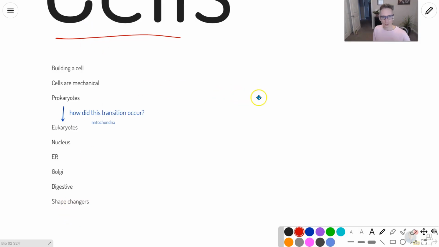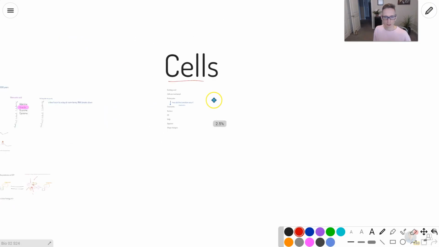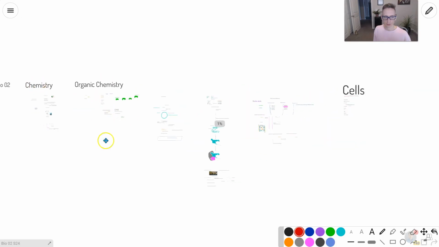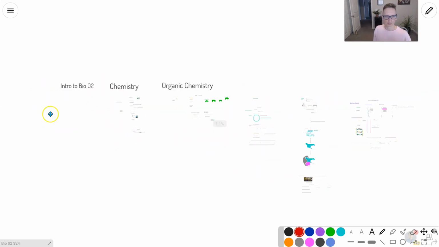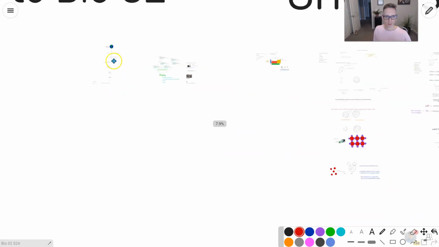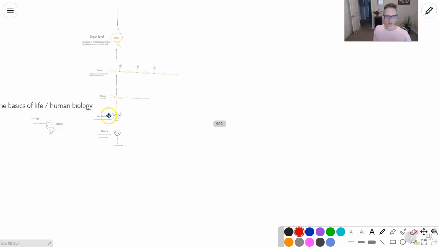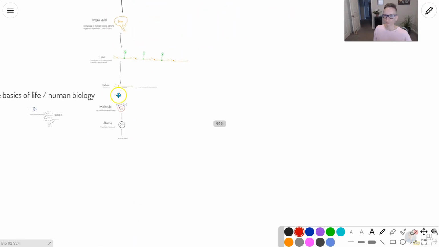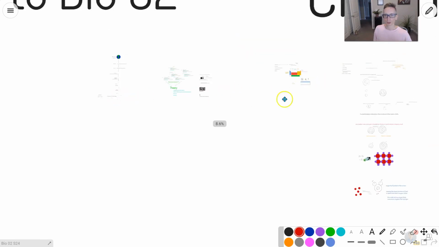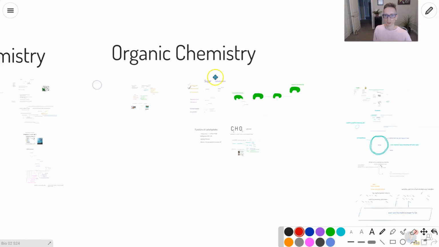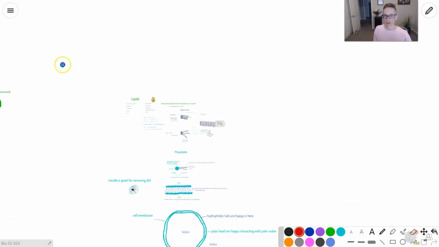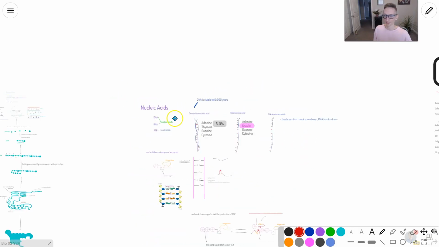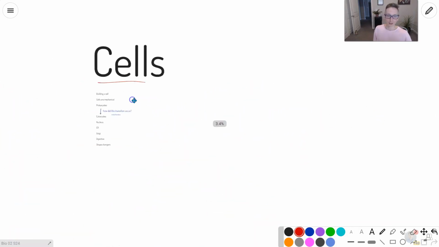All right, so building a cell. If we look at the course here, what's some stuff that we've covered? Organic chemistry and chemistry, and just the intro stuff. If we go all the way back, we've got atoms, molecules, and then we're at the cellular level. What were the four organic molecules that we went over? Sugar, lipids, protein, and nucleic acids. That's what a cell is made out of.